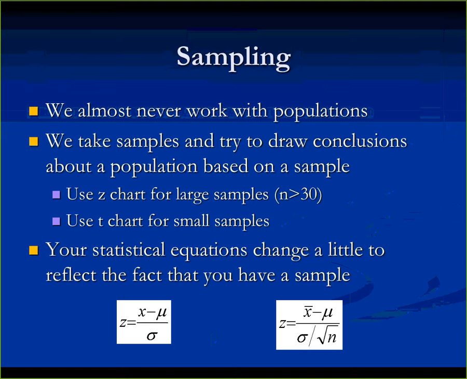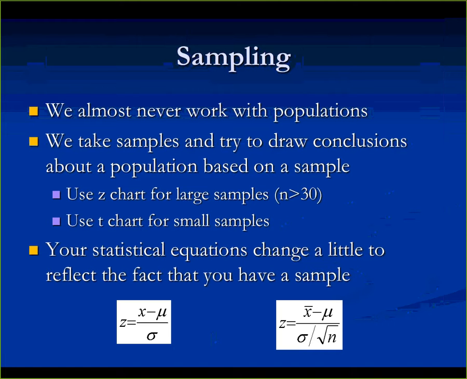So the thing about engineers is that we almost never work with populations. If we've got a small population of something, then yes, we'll use population data, but often we use samples. And then we try to draw conclusions about a population based on a sample. So just remember, you've got two charts typically when you're talking about sampling. You've got a Z chart, and that you use for large samples. So if you have greater than 30 points in your data set, you're always going to use the Z chart.